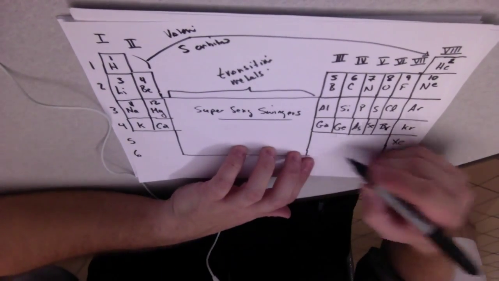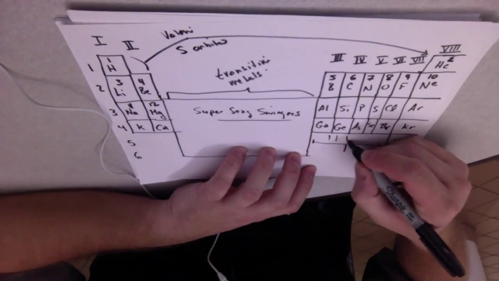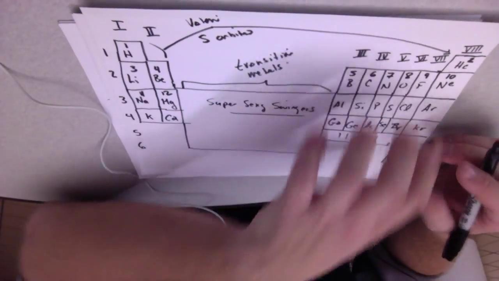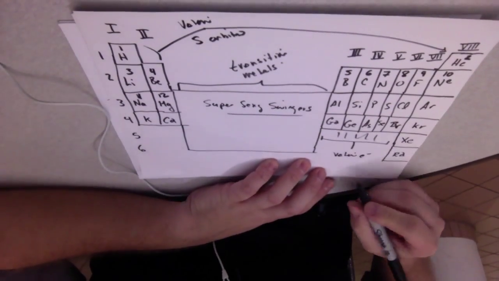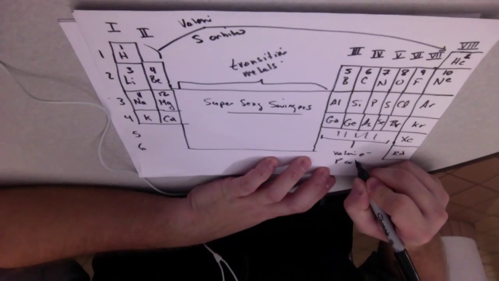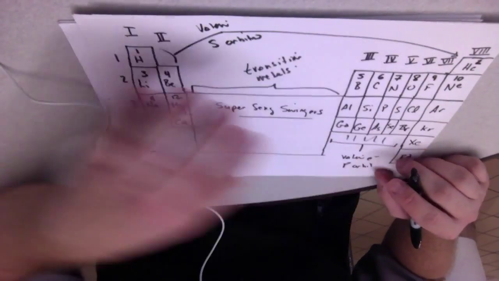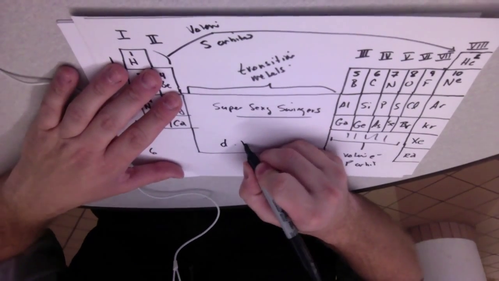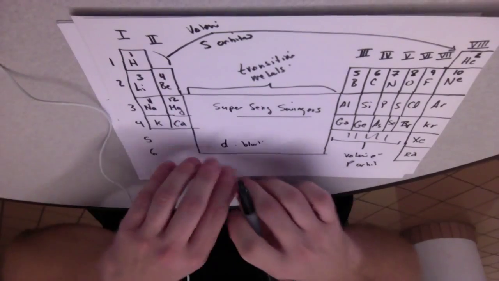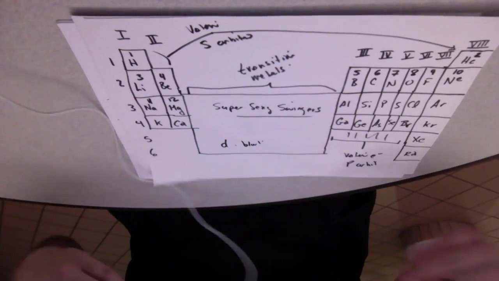Now all of these elements in this area here, their valence electrons are in what we call p orbitals. That's what we call the p block. And then these guys here in the middle are what we call the d block. And then you have the two lines at the bottom, the lanthanides and the actinides, and they belong in the f block.